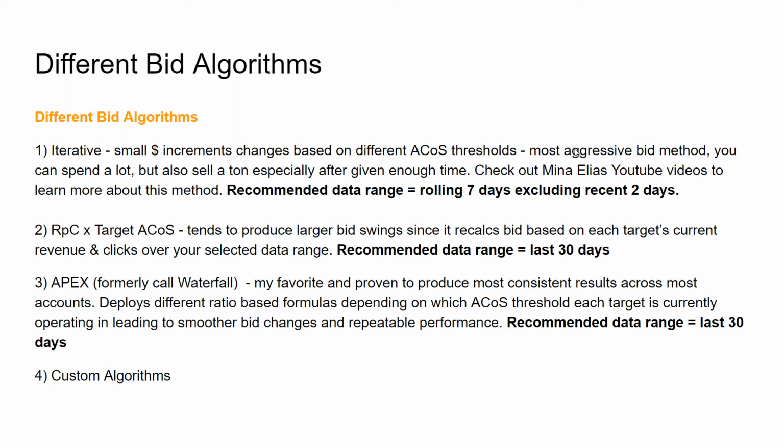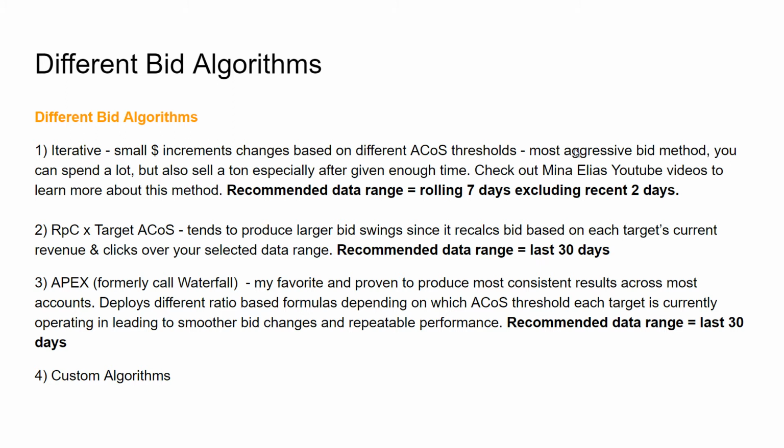Revenue per click times target ACOS method. This is pretty common in a lot of the SaaS platforms that I've seen as a base bid model, and it's going to basically take your revenue per click times a target ACOS that you specify and do a ratio calculation to allocate a new bid.